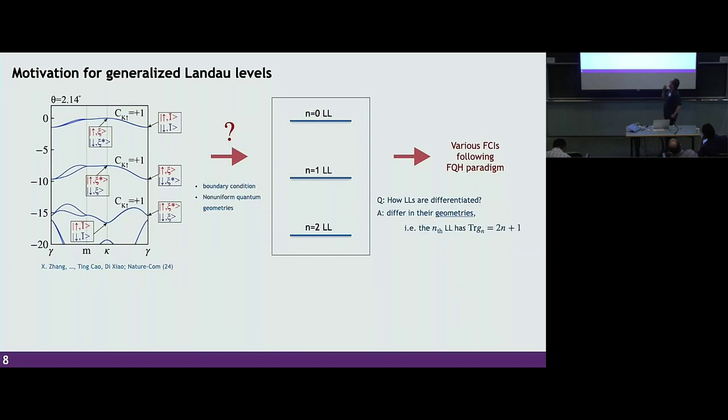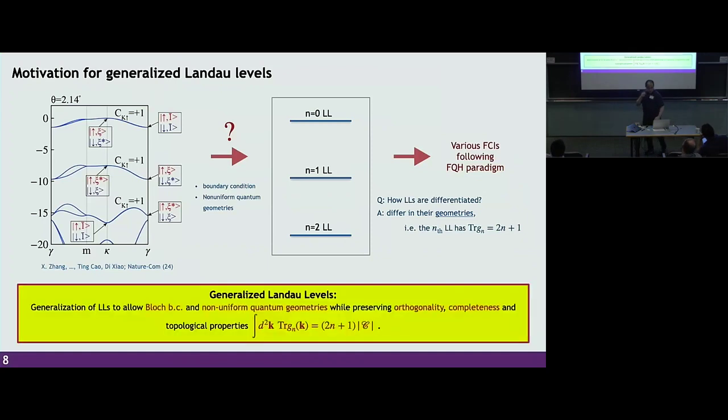But we keep in mind that different Landau levels are distinguished not by the topology, but by their geometries. And in fact, for the higher Landau level, the trace of its quantum metric increases with the Landau level index. So this is also closely related to the fact that when you go to a higher Landau level, the wave function becomes less and less concentrated, and this real space spreading of the Landau level also determines the detailed structure of the projected interaction, and this is responsible for why the non-abelian state requires the first Landau level rather than the lowest Landau level.